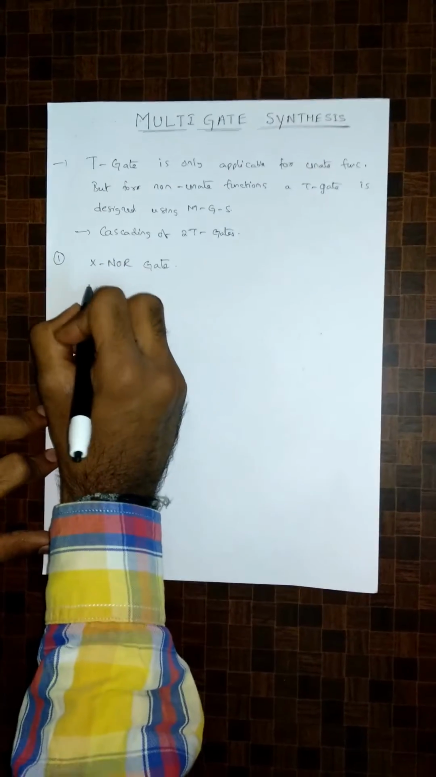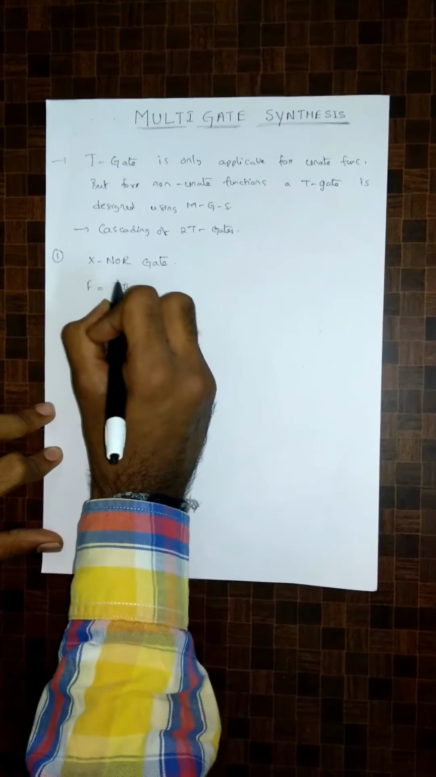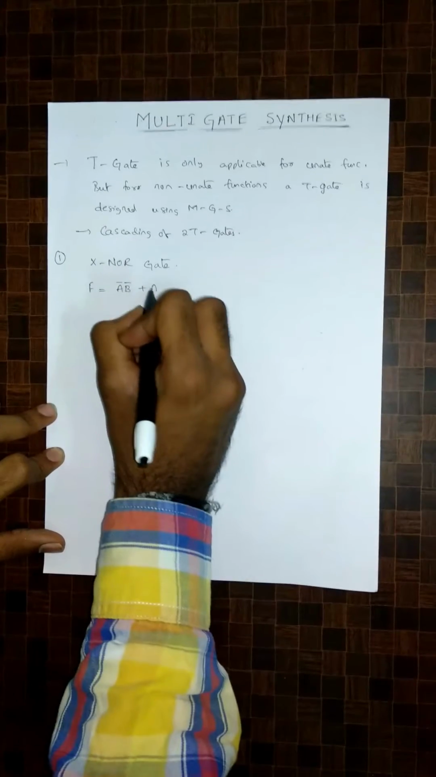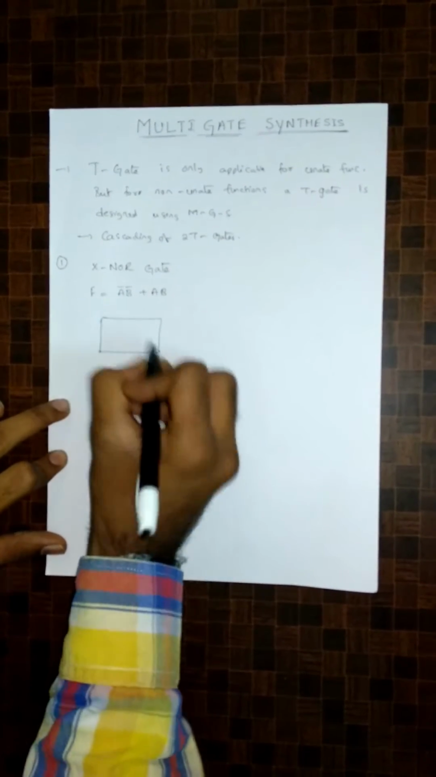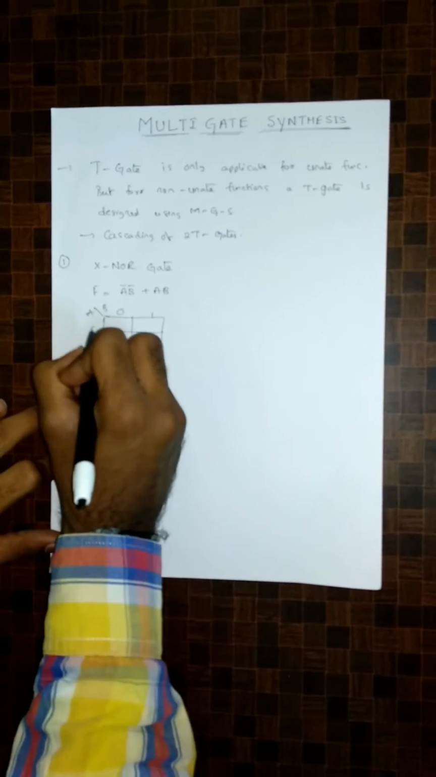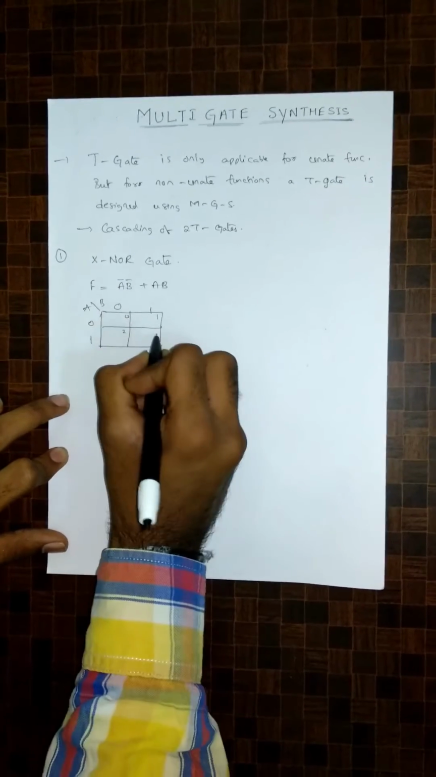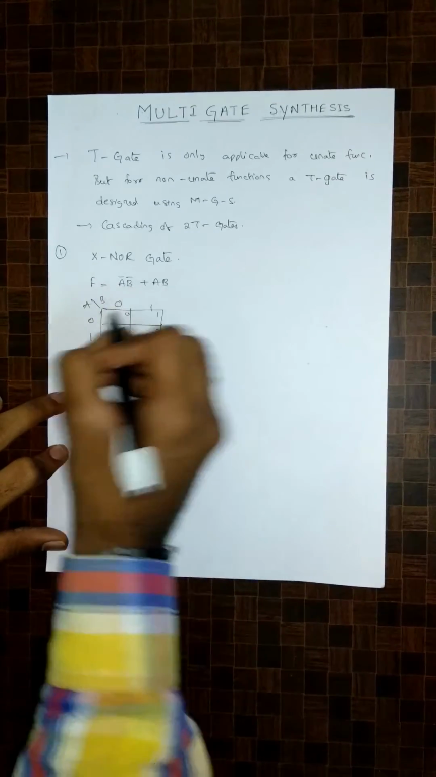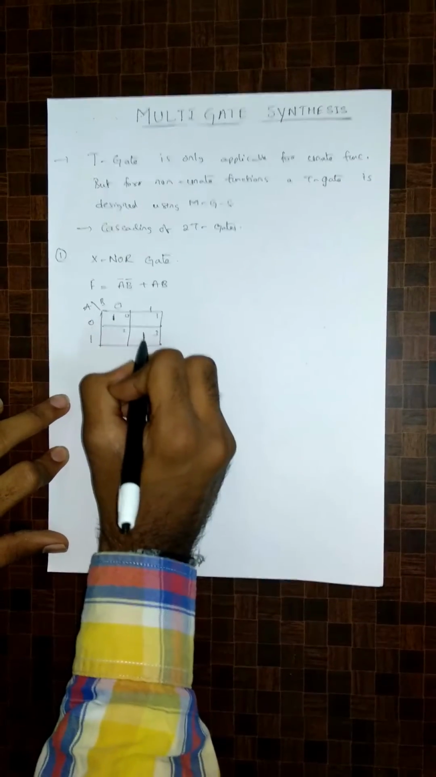As we know, the Boolean expression for the XNOR gate is F = A'B' + AB, and the required K-map is: A, B, 0 1, 0 1, and the decimal equivalents 0 1 2 3. Now A'B' here is 1 and AB here is 1.